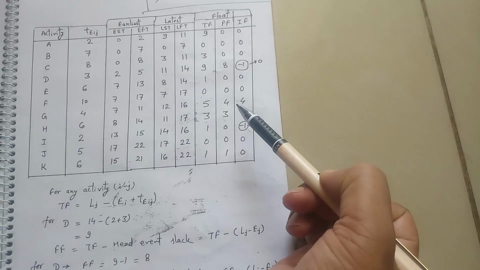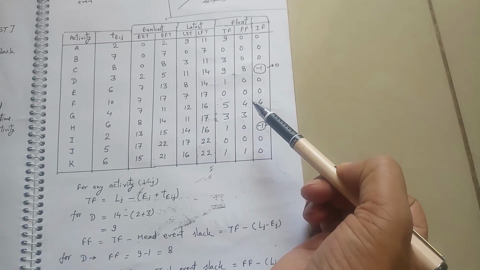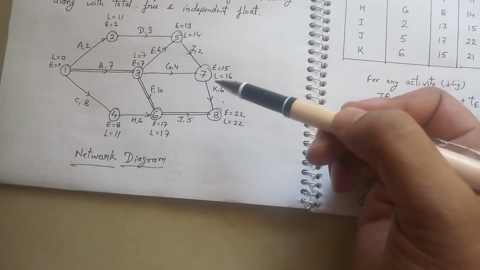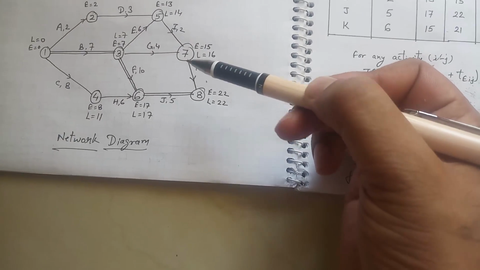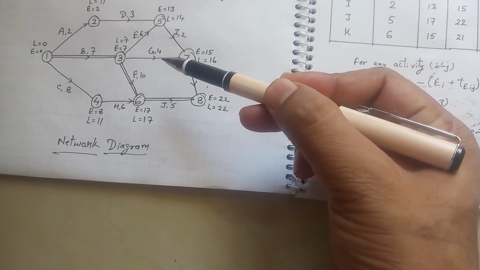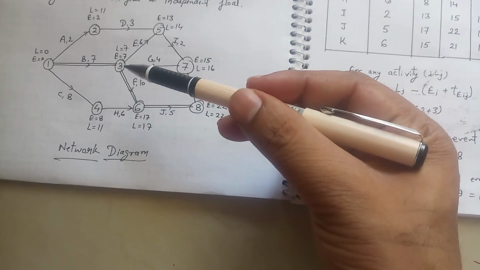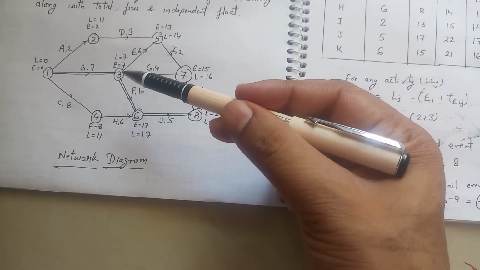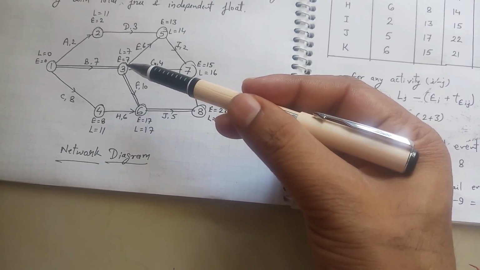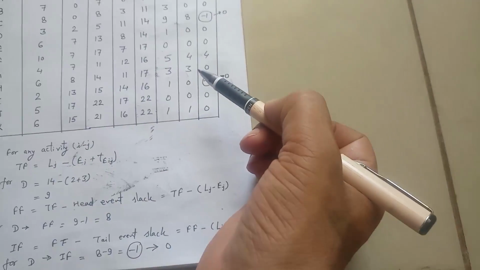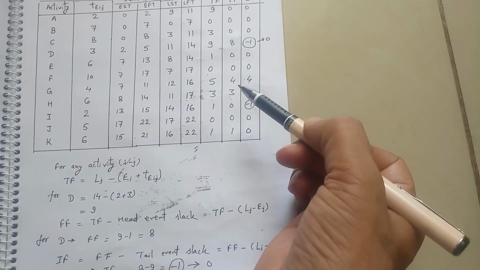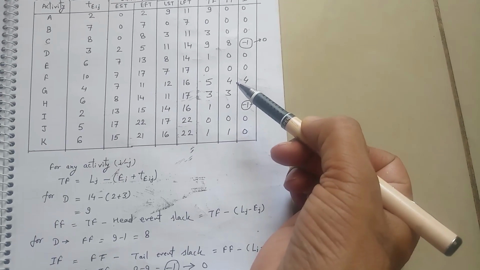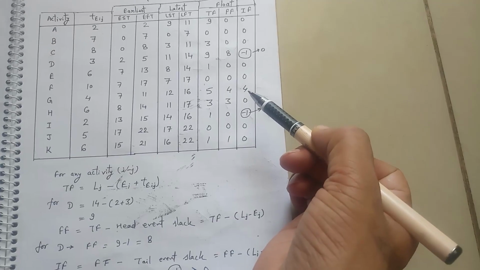Now we can calculate the independent float for activity G. In the network diagram, where is activity G? We have to find it first. This is your G activity. The tail event slack for activity G is 7 minus 7, which is 0. And the free float for activity G is 4. So 4 minus 0 is equal to 4.